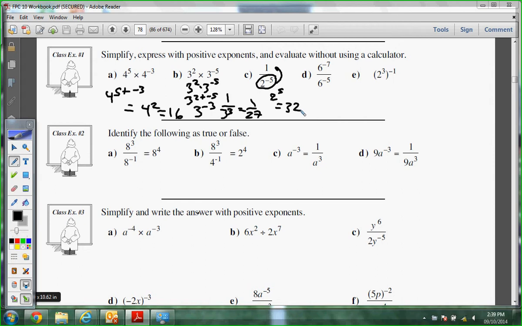This is a good one. A lot of negatives. This is kind of what Mike was talking about earlier. So I have a negative 7 minus a negative 5. Minus a minus is a plus. Negative 7 plus 5 is 6 to the negative 2. Okay, that gives me 1 over 6 squared, which gives me 1 over 36.